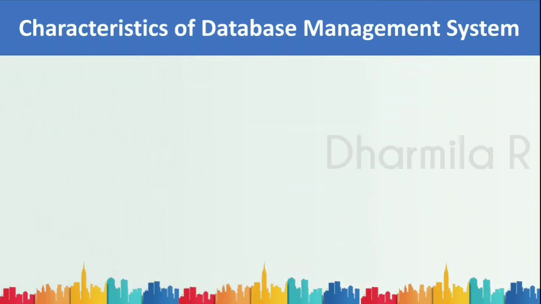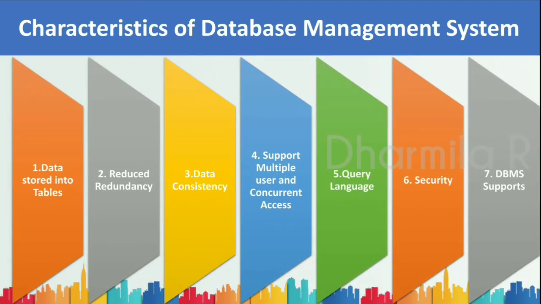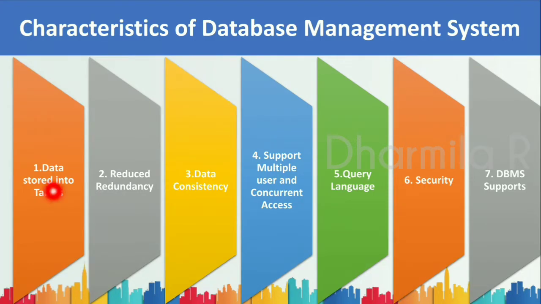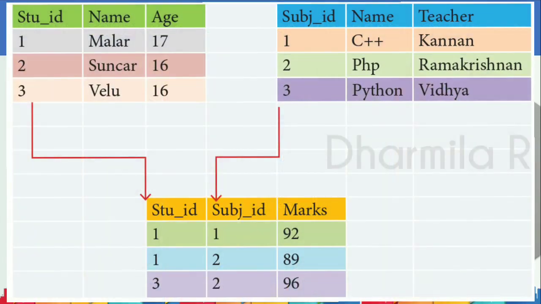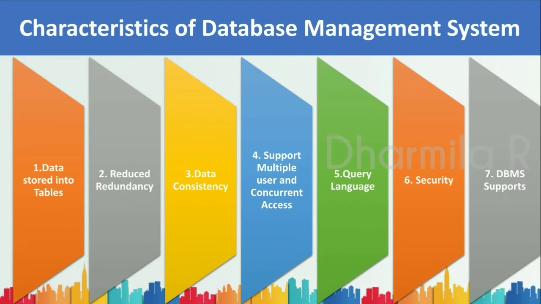So now let's learn about the characteristics of database management system. We have 7 characteristics of database management system. So let us see them one by one. The first one is data stored into tables. Yes, all the data is stored into tables created inside the database.